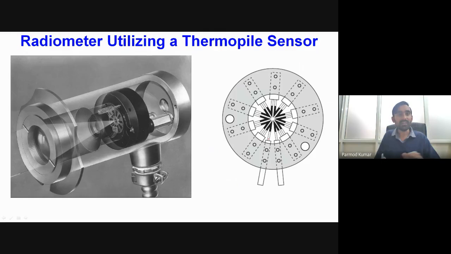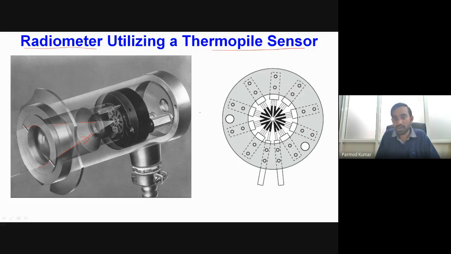Now, this is a device which is used for measurement of radiative heat flux. That device is known as a radiometer, and it utilizes a thermopile sensor. This is a photograph of a commercial thermopile. You can see we have this optical window through which the thermal radiation is focused at this particular junction, and at this junction we have the thermopile sensor arrangement, which determines the temperature.